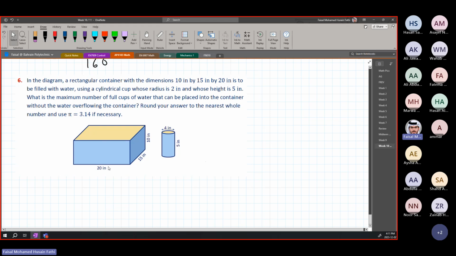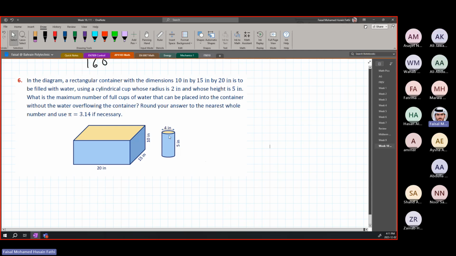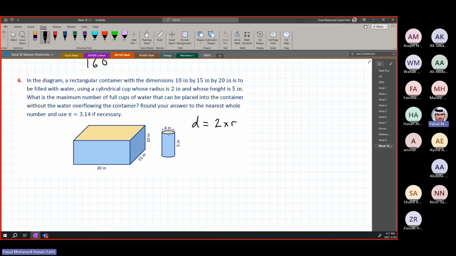inches by 15 inches by 20. So 10 inches the height, 15 inches is the width, and 20 inches the length, is to be filled with water using a cylindrical cup whose radius is 2 inches. If you notice, here they wrote 4. This is the diameter. The radius is half the diameter. Diameter is equal to 2 times the radius.